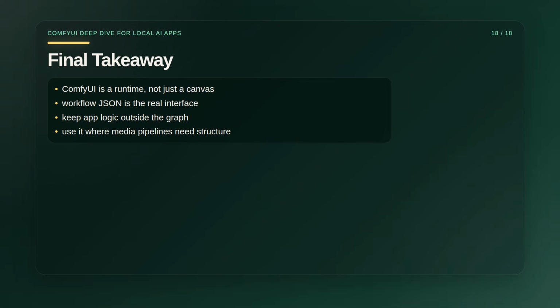So, the main takeaway is simple: ComfyUI works best as a local workflow runtime for media generation. Workflow JSON is the contract. The queue and history make it usable from code. The node system makes it extensible. And the file model makes it manageable on disk. Keep your application logic outside the graph, and ComfyUI becomes a strong building block instead of a messy center of gravity.